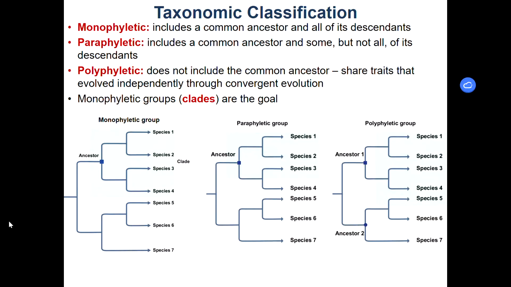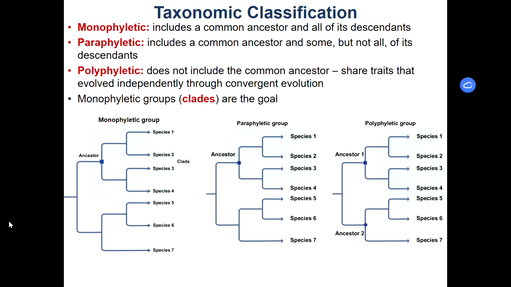Species 1, 2, 3, and 4 are more closely related to each other because they share this common ancestor compared to how closely they're related to species 5, 6, and 7. So because we can trace it back to a node and know that there's some common ancestor among these 4 species, they're most closely related to each other. And that's a monophyletic group. So it's a group of organisms that all share the same common ancestor. So mono means one common ancestor.